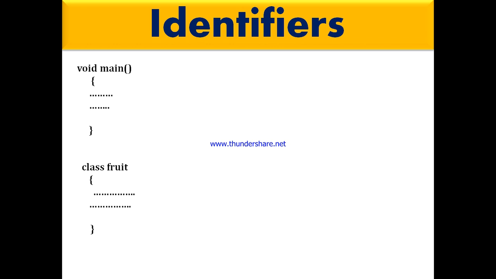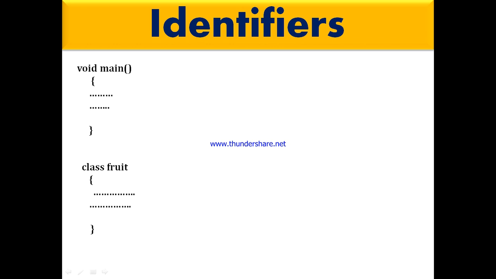So fruit is the identity of this class, just like any student can have a name. Let us consider a student named Rahul. So Rahul is the identity of that particular student. In the same way, here fruit is the identity or identifier of this class. These are the examples.